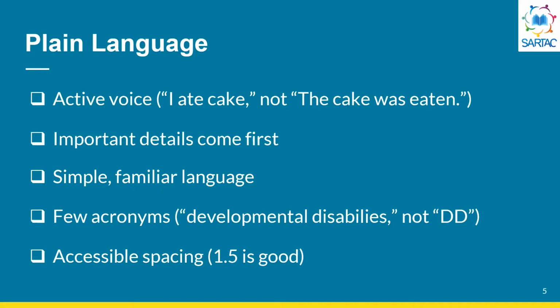For plain language, you want to use active voice. Active voice is when the person who is doing something is mentioned first, and then the thing they're doing. So I ate cake, not the cake was eaten. Here's a good test to see if something is active voice or passive voice. Add the words by zombies to the end of your phrase or sentence. I ate cake by zombies. That doesn't make sense. That means it's active voice. Adding the zombies doesn't work out. The cake was eaten by zombies. That does make sense. That means it's in passive voice.